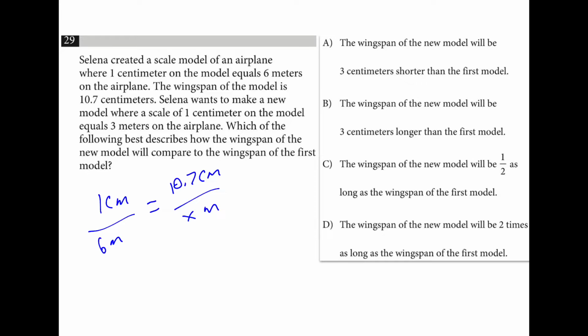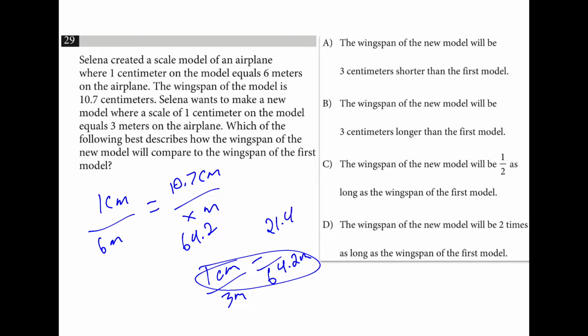So if we consider the scale of 1 to 6, and we know that the wingspan is 10.7, then it's going to be 64.2 meters. There's some different units in there, so it's not exactly 6 to 1, but that works. We're making a new scale model where it's 1 centimeter per every 3 meters. So it's twice as big. So in the model, we need to figure out what 64.2 meters is reduced to. So I can take 1 times 64 divided by 3, and I get 21.4 centimeters. So notice that the wingspan of the model is going to be twice as big, which is what D says.